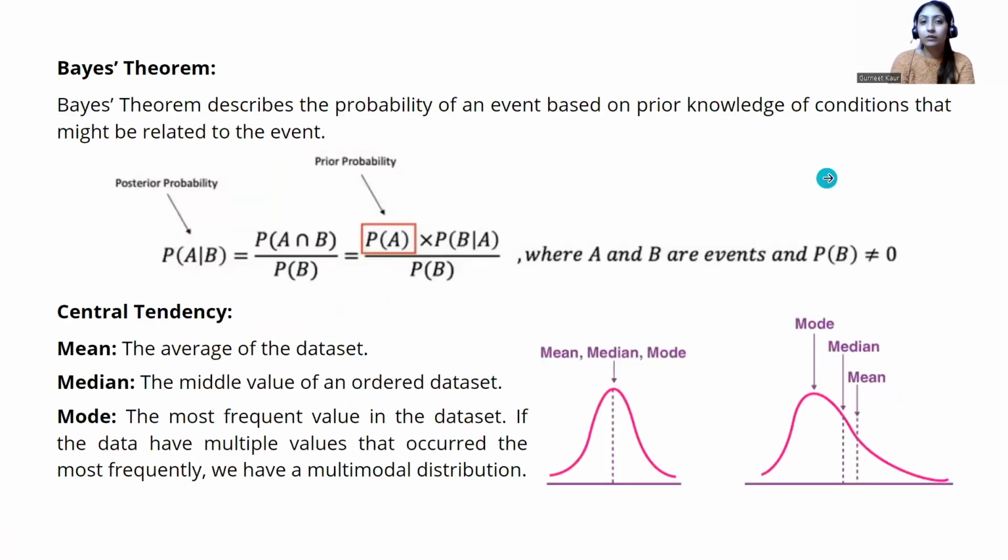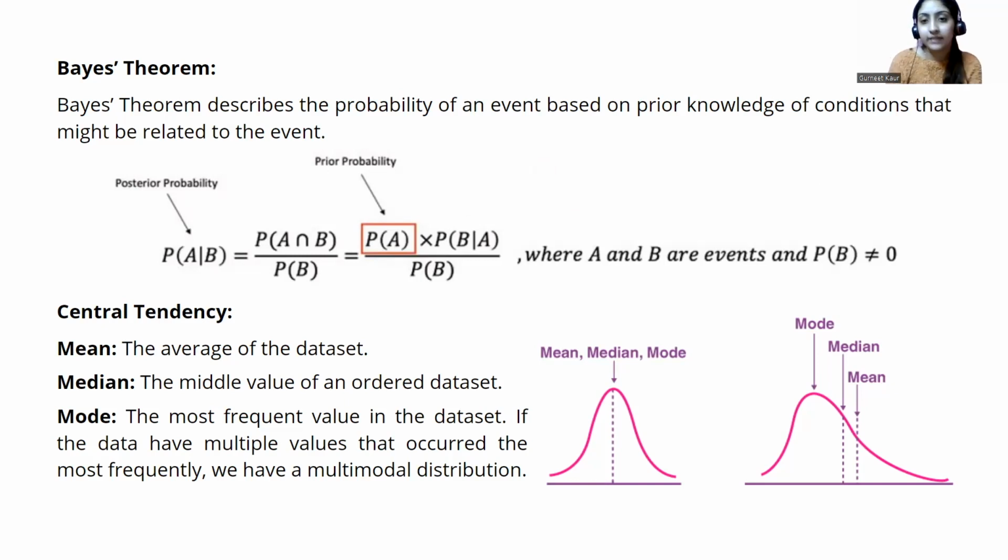Coming to our next slide, which is Bayes theorem. Bayes theorem is a way to figure out the conditional probability, right? It describes the probability of an event based on prior knowledge of conditions that might be related to the event. So we have a prior probability and a posterior probability. Let's understand this using an example.